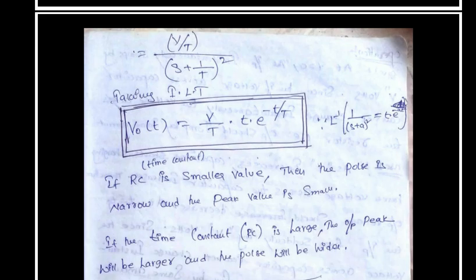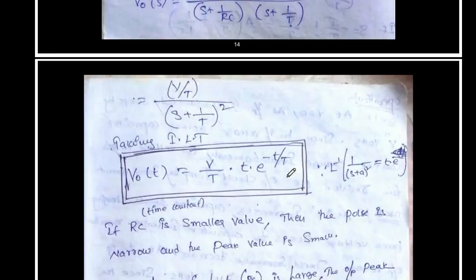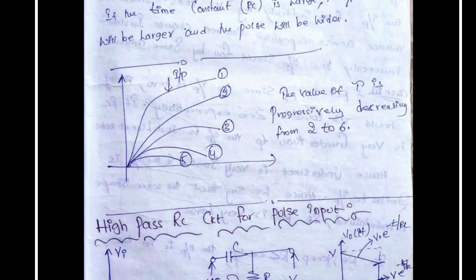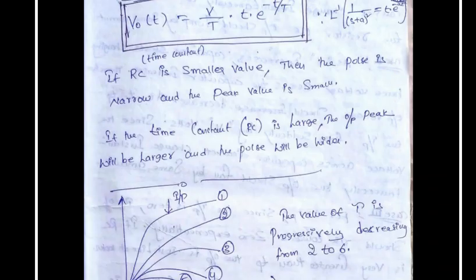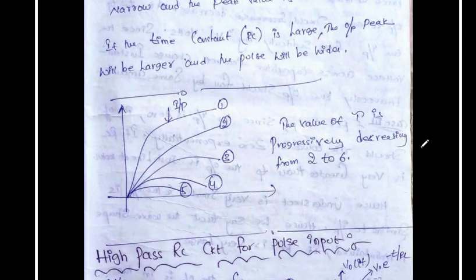Now apply inverse Laplace transform to this equation. Therefore V naught of s inverse Laplace transform is V naught of t, that is equal to V by T is common, same thing, 1 by s plus 1 by T whole square. Inverse Laplace transform is t into e power minus t by T. Now this is the expression for output response if T is equal to RC. That means this is the expression for exponential response of high pass RC circuit.